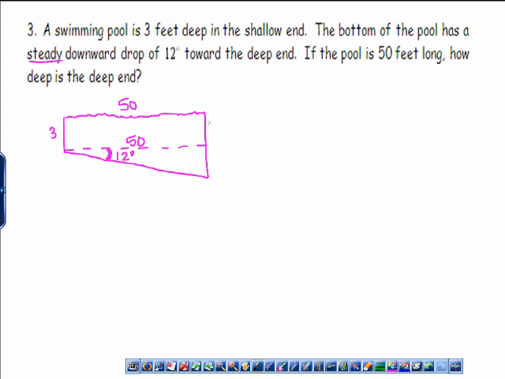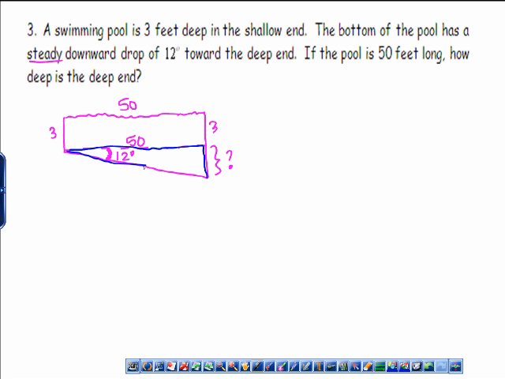It's asking us how deep is the deep end. Well, we already know that this top part is 3. So the real question is, well, how much further than 3 feet deep is it? Okay, so we've got a triangle right here. And I'm using different colors to really show you the different parts of this diagram.